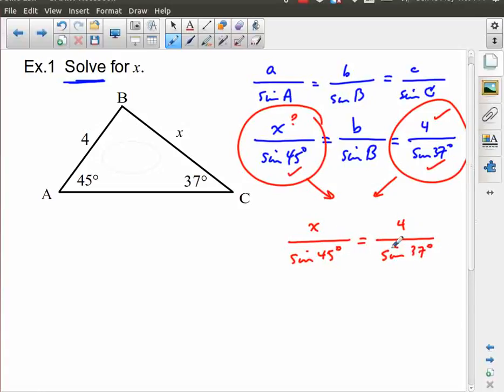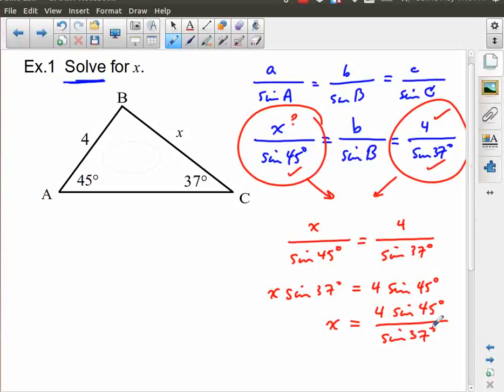And now that I have those two, that cross multiplication, which is something we do a lot of here, I have x times sine 37 degrees is equal to 4 times the sine of 45 degrees. And we put the variable or the number in front of the trigonometric ratio. To get x all by itself, I'm going to divide both sides by sine 37. So x equals 4 times sine 45 degrees over sine 37 degrees.